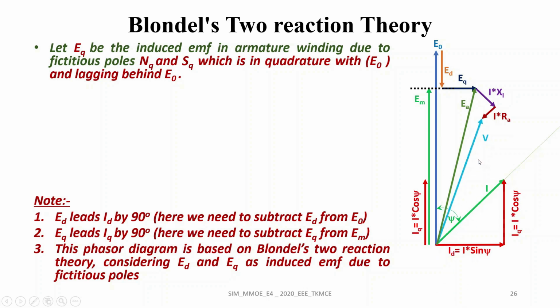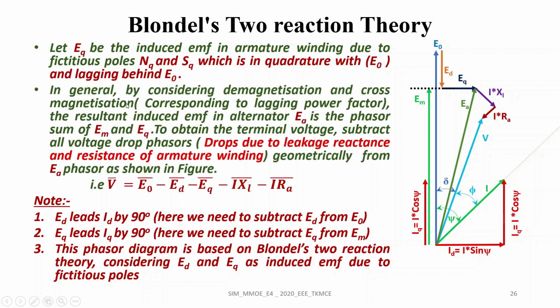So from this phasor diagram, it is clear that the vector V plus I into RA phasor plus I into XL phasor plus EQ phasor plus ED phasor gives no load induced EMF E0. Angle between E0 and I is psi, and angle between E0 and V is load angle or power angle delta, and angle between V and I is the power factor angle phi.